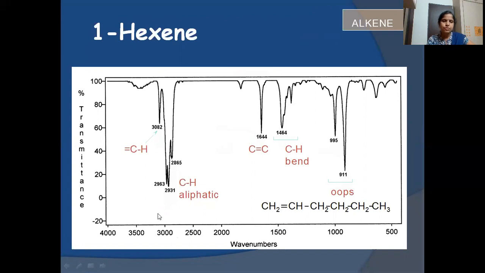First, look for the band which is just below as well as above 3000. Just above are the sp2 CH stretching vibrations, the alkenyl carbon, whereas just below 3000 is the alkyl carbon, that is sp3 carbon CH stretching vibrations. And because it has C double bond C, we should also observe a band around 1600. Then all the others are bending. This is OPS, meaning out of plane bending vibrations.